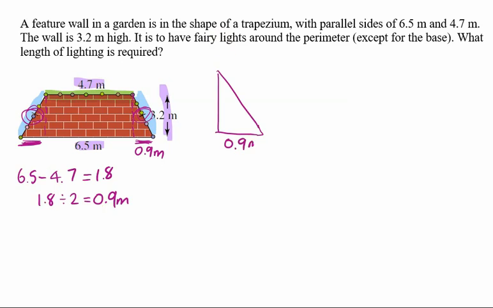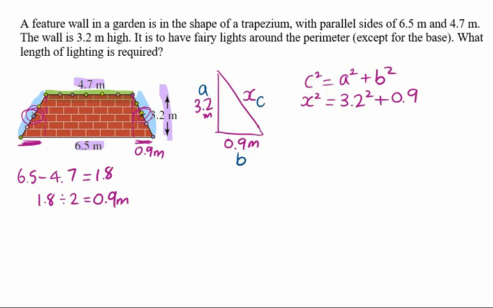The bottom was 0.9 metres. The vertical height was 3.2 metres. We need to know that slanted side. We'll call that x. So let's label our triangle to use the Pythagorean theorem. Hypotenuse is C. The other two sides are A and B. Because we're finding the hypotenuse, we're going to use the Pythagorean theorem rearranged so that c squared is the subject and substitute our values in. Our c is x, our a is 3.2, and our b is 0.9.